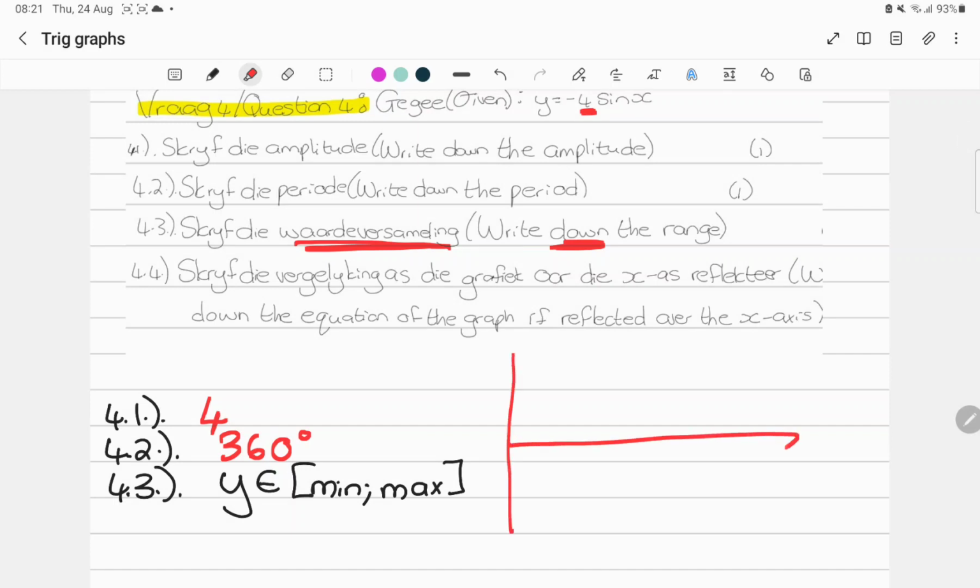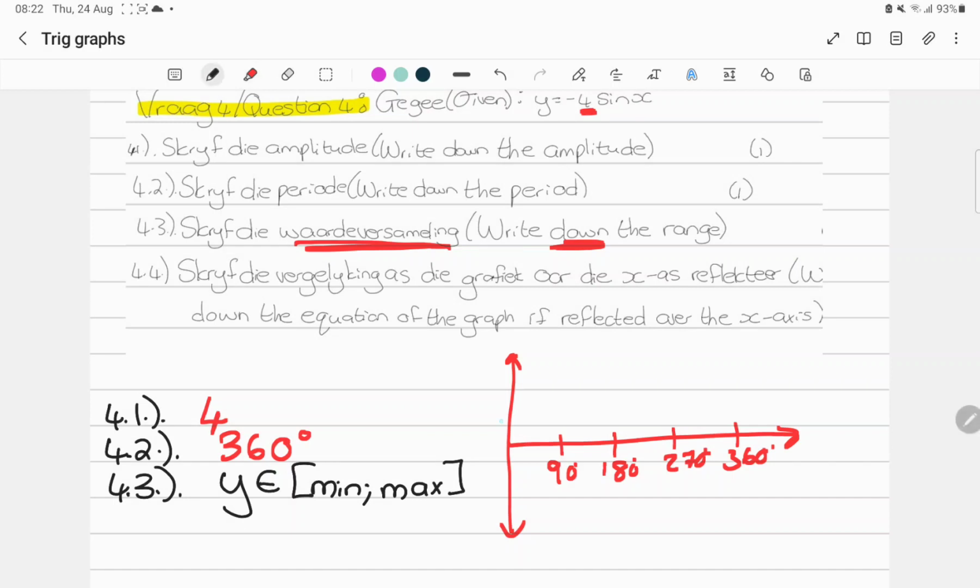Alright, so if I make use of my calculator, this is a very ugly sketch, but there's 90 degrees, 180, 270, and 360. And then I'm going to make use of the table function on my calculator. If you're unsure how to do it, you can go and have a look at some of my previous videos where I explain how to sketch a graph. Alright, so my function is minus 4 sine x. I'm putting that into my calculator. I'm starting my graph at 0, ending it at 360, and I am going to count in 90s, so my step is going to be 90.